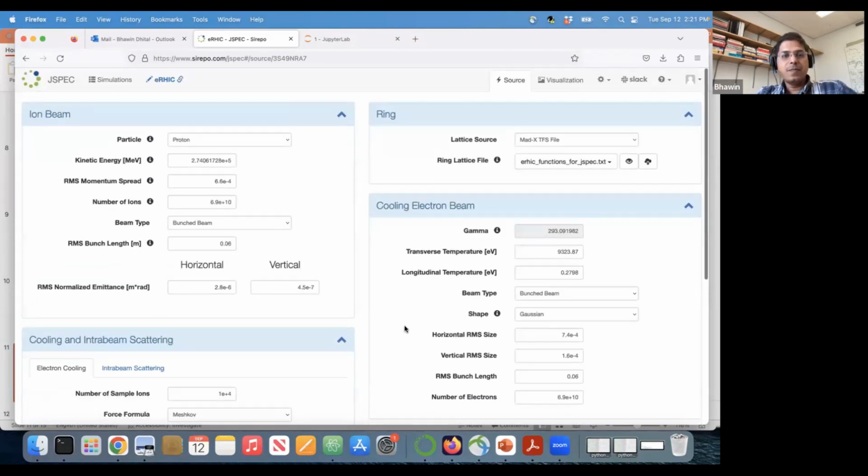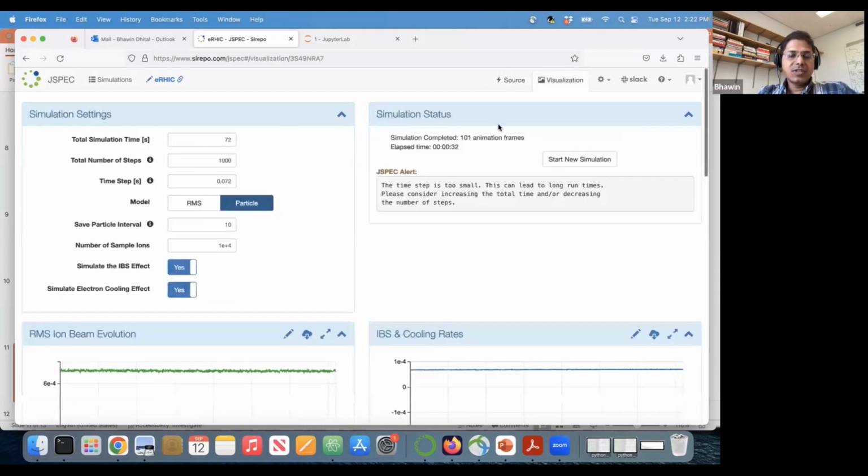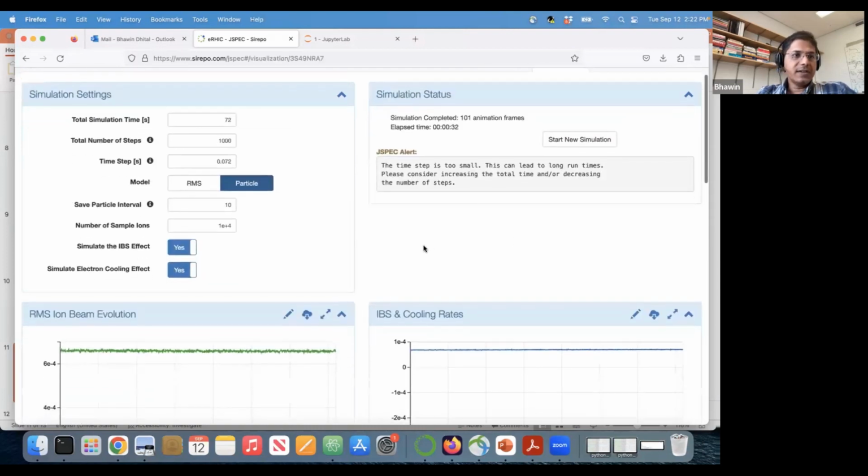So this is the basic example of how to put in the parameters for the proton beam and the electron beam with the cooling section, and how to upload the proton ring lattice file. You can visualize these things going here. Here are some simulation settings. You can define the time, number of steps, and time step, depending on how precise or accurate you need the simulations.